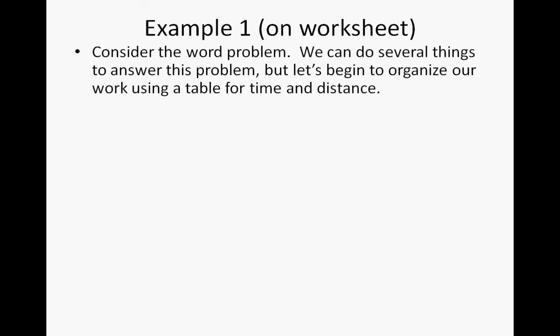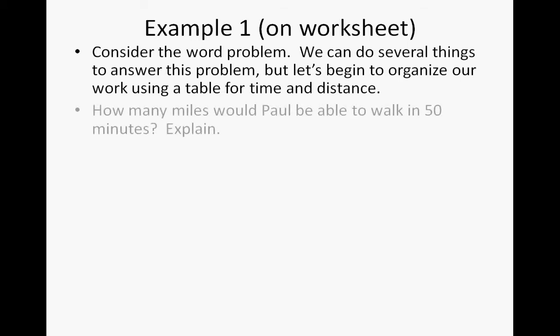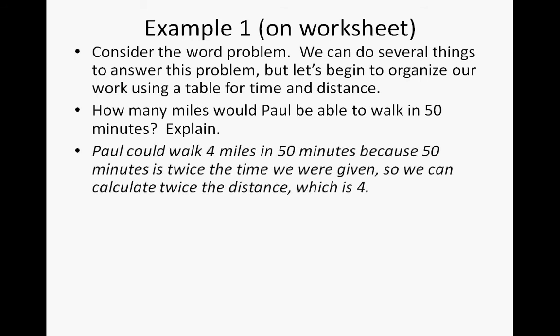Consider the word problem. We can do several things to answer this problem, but let's begin to organize our work using a table for time and distance. How many miles would Paul be able to walk in 50 minutes? And explain. Well, Paul could walk 4 miles in 50 minutes because 50 minutes is twice the time we were given, so we can calculate twice the distance, which is 4.